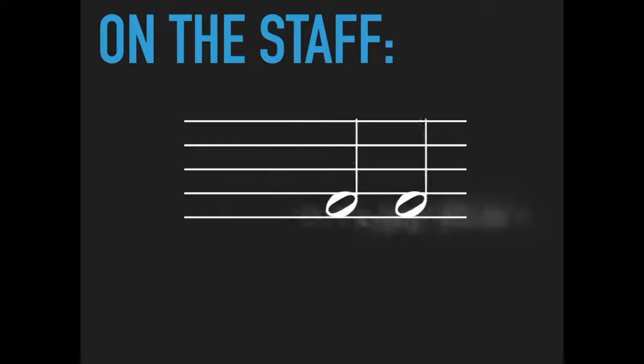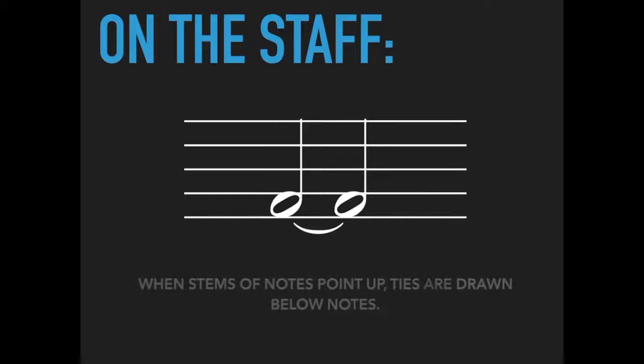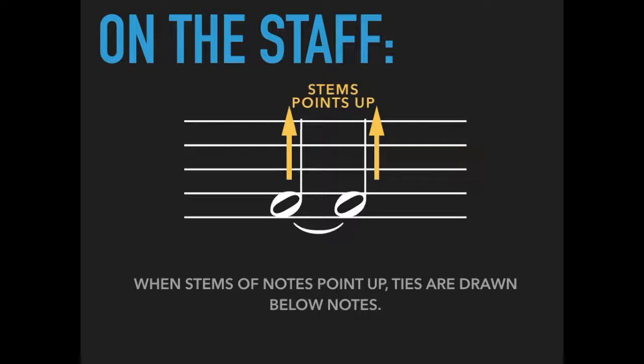Let's take a look at what some of these ties will look like on the staff. Here we have 2 half notes tied together, which equals 4 beats. When the stems point up, the ties are drawn below the notes on the staff. Here we see the stems are pointed upward. Therefore, the tie has to be below those notes.